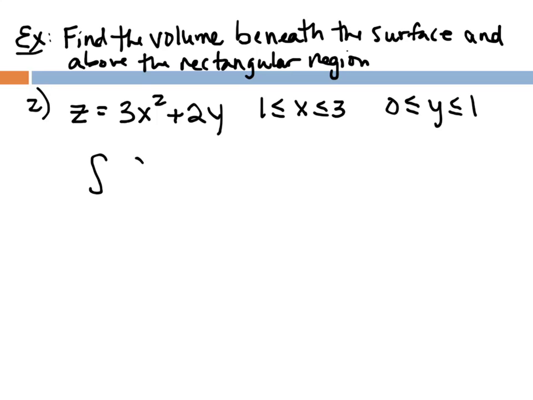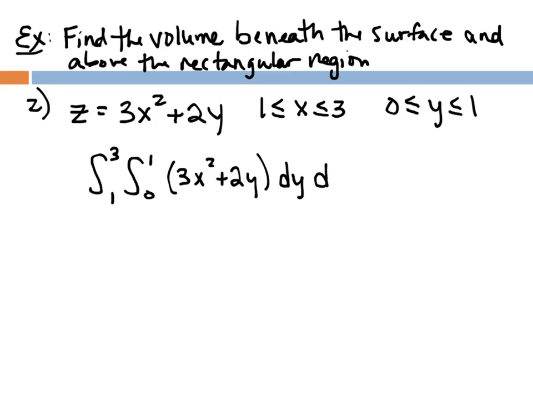So we're going to set up two integrals, and you guys get to pick. What do you want to put first? Do you want to put the 1 and 3 first, or the 0 and 1 first? 0 and 1. Yeah, you want 0 and 1 here, and then the 1 and 3 here. Our function 3x squared plus 2y is going to go inside here. Because my 0 to 1 is the inside integral, do I put dx first or dy first? Dy. And then I put dx on the outside.